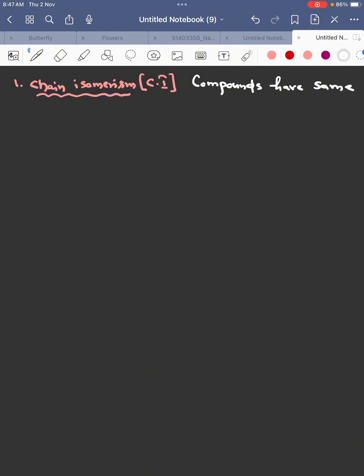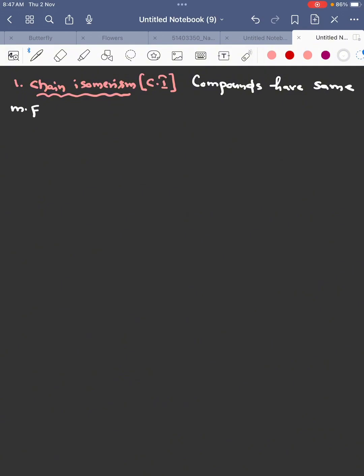Chain isomerism. First we have chain isomerism. Within the bracket we will write CI. Here it is: compounds having same molecular formula. This is the common sentence we are using: compounds having same molecular formula.